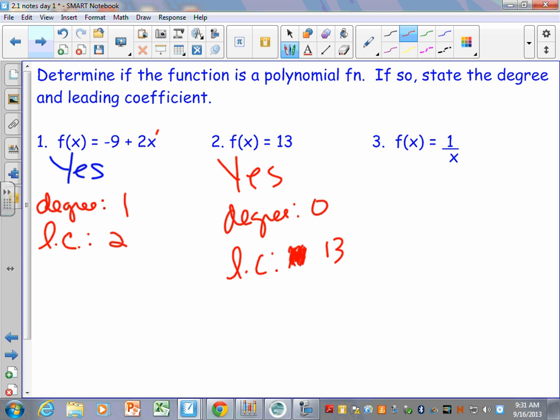Right? This is 1 over x. That's a rational function. That's the same as saying x to the negative 1. That's why we can't have numbers or variables in the denominator. So this one is not a polynomial function. I know you're just going to write no on your paper. I'm okay with that.